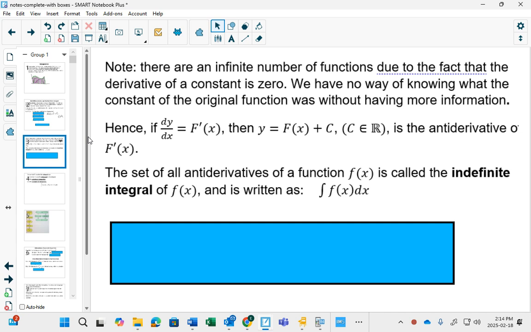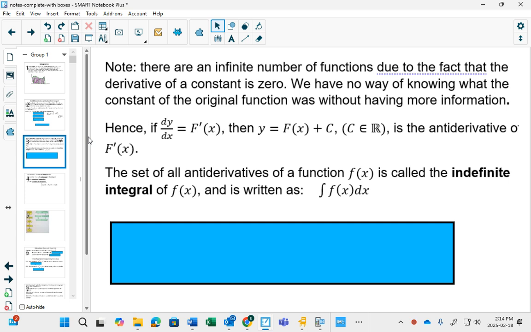But here's this idea. If your derivative is this, then your original function will have a plus c, where c could be any number in the real numbers. And we call that the antiderivative. The set of all antiderivatives is called the indefinite integral. And it's indefinite because you're not sure what that c is. That's what makes it undefined a little bit.